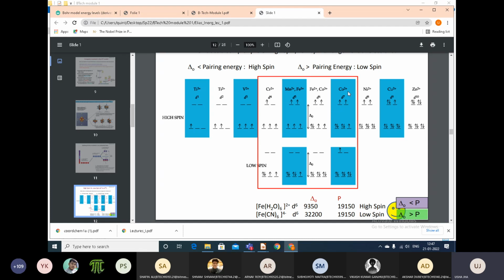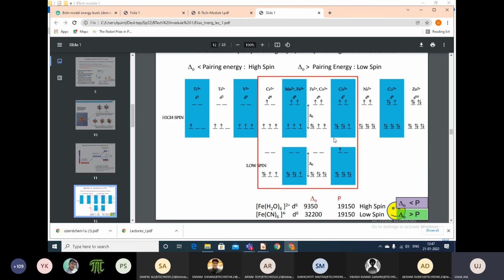Let us see this cobalt +2, where it is d7. So d7 meaning, first, how do we start with the filling? 1, 2, 3, 4, 5, then comes 6, then comes 7. So then the pairing will start. First they will occupy singly, and then as per Hund's rule of maximum multiplicity, you would have first single occupation, then you would have the pairing up taking place.